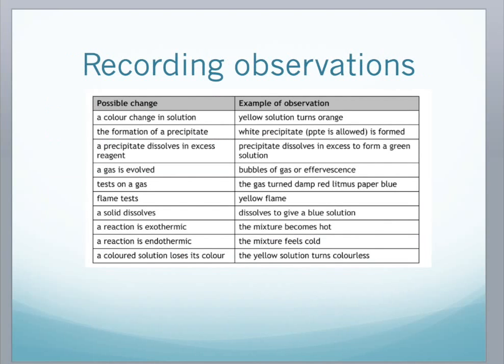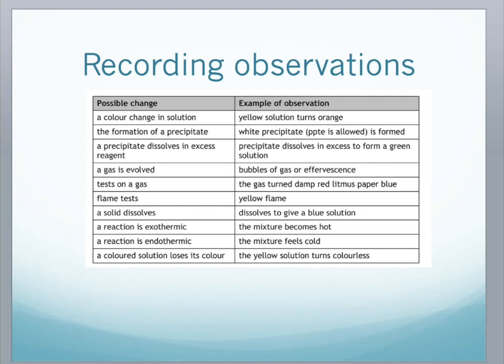So first, when they ask you to record observations, these are some of the things that you may see and be asked to write down. So for example, if there's a color change in the solution, you should be writing down, for example, that colorless solution turns cloudy. So also the formation of a precipitate, as I mentioned. Again, don't forget to write down the color if there is any of the precipitate.